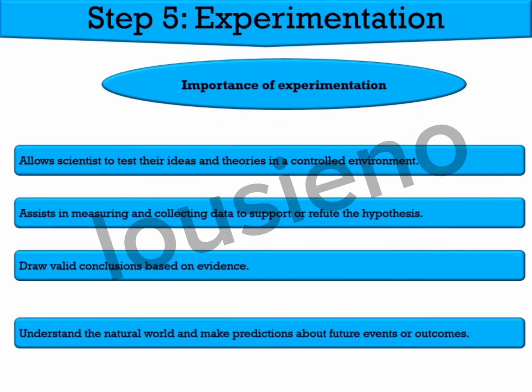Slide 4 also talks about experimentation, that is, the importance of experimentation. It is important because it allows scientists to test their ideas and theories in a controlled environment. It assists in measuring and collecting data to support or refute the hypothesis. Further, it draws valid conclusions based on evidence and it assists us to understand the natural world as well as make predictions about future events or outcomes.